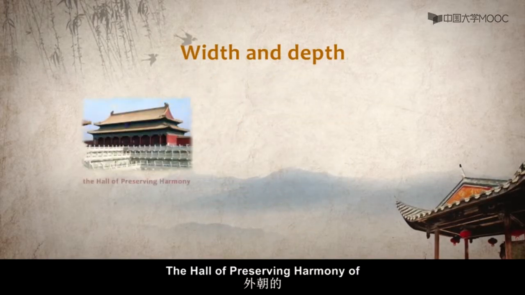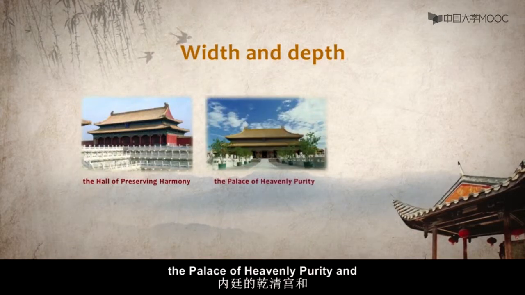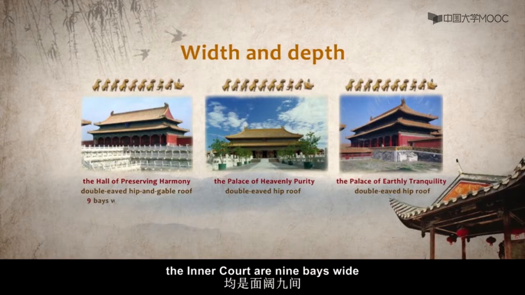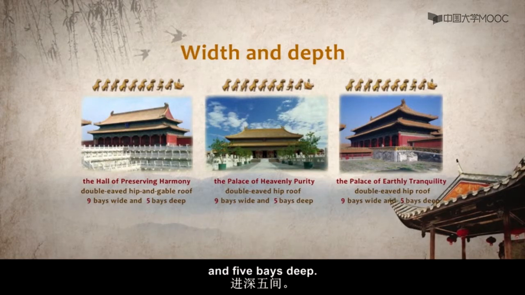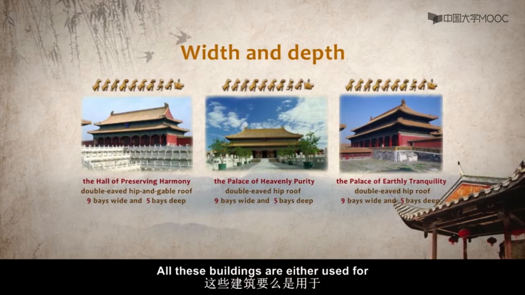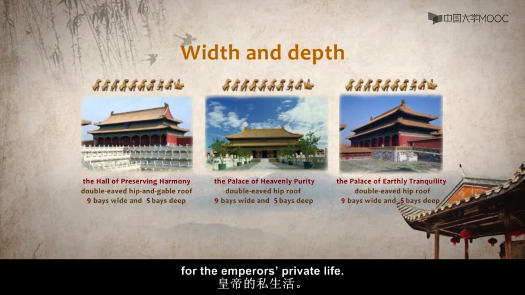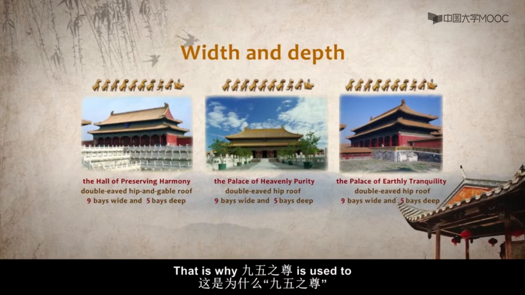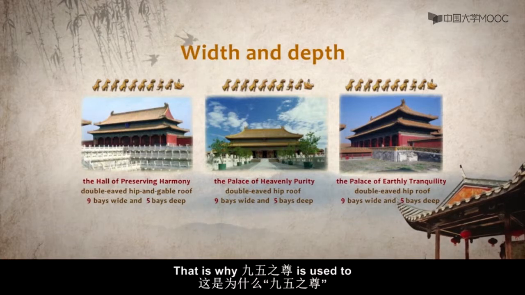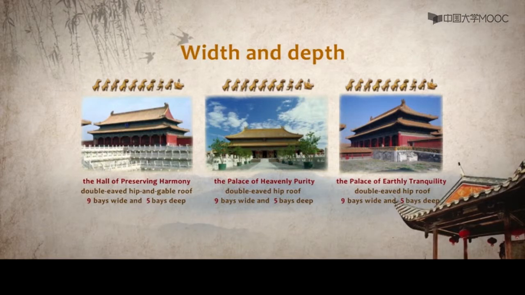The Hall of Preserving Harmony of the outer court and the Palace of Heavenly Purity and the Palace of Earthly Tranquility of the inner court are 9 bays wide and 5 bays deep. All these buildings were either used for the emperor's official fulfillment or for the emperor's private life. That's why 九五之尊 is used to show the emperor's majesty or the imperial throne.